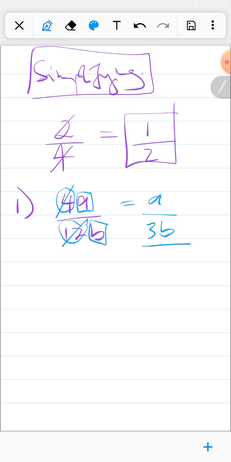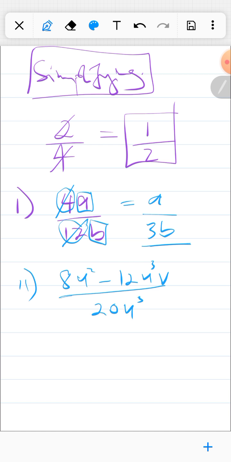Still on level 1, I think this is the harder one, should be number 10, or let me try 11. Number 11, still level 1. 8u squared minus 12u cubed v, all divided by 20u cubed. Now, when you see this, you might freak out. You might say, my goodness, what's going on? I don't know how to do this. But don't let this scare you at all. This is just as easy as the previous one.